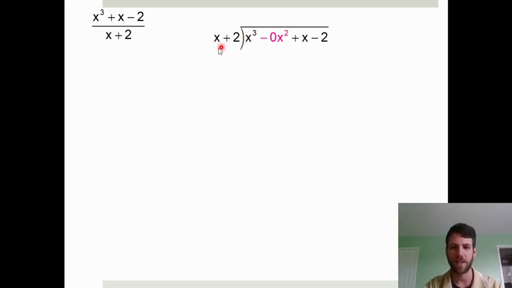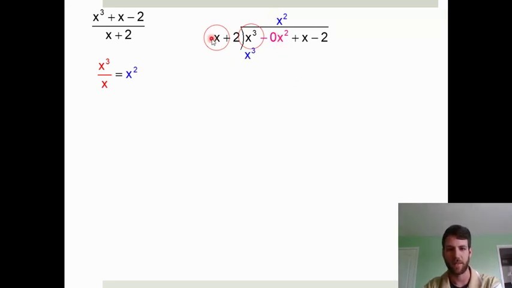So we have x cubed and x as our first two terms. We will divide those first. And we get an answer of x squared. So we want to put it on top of the other x squared term, like so. And then do multiplication. X squared times x is x cubed, and x squared times 2 is 2x squared. We then subtract and bring down everything we haven't used.